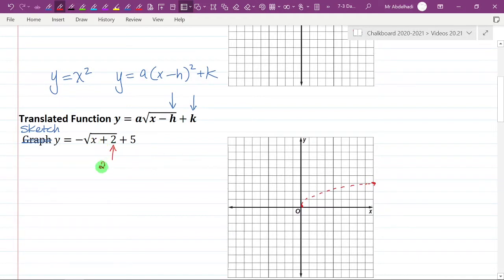This is 2 to the left. Remember, horizontal shifts are always the opposite sign of what they appear. And this is telling you to go 5 up. So take your origin center, go left 2, up 1, 2, 3, 4, 5, and now your function is over here, like that.